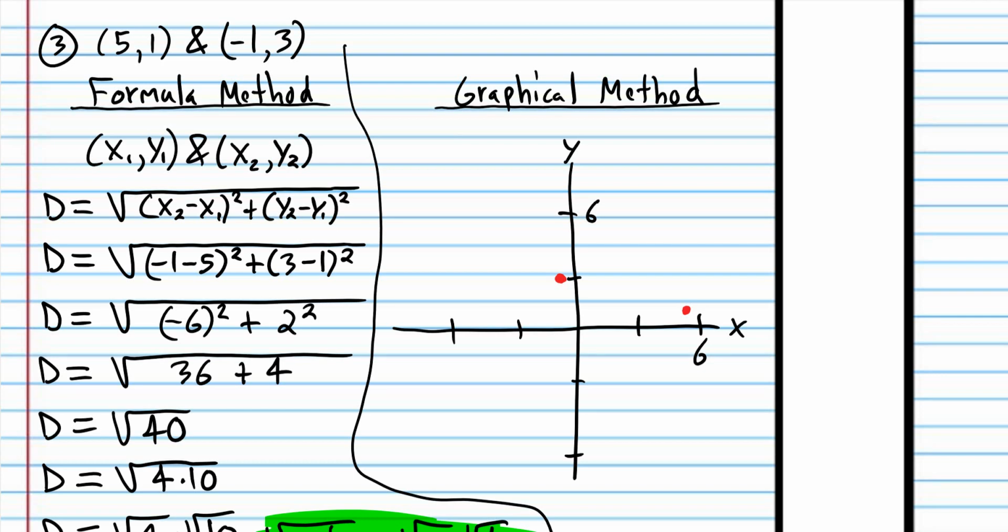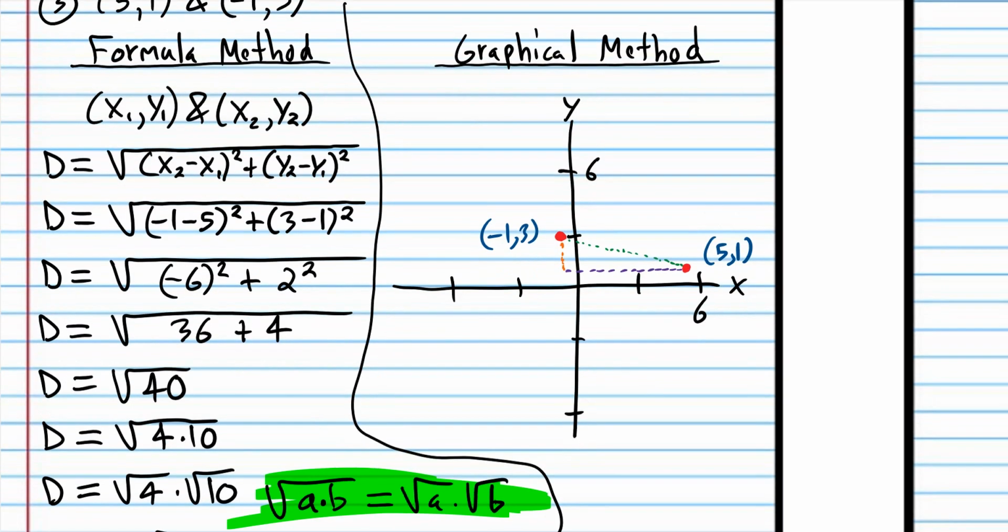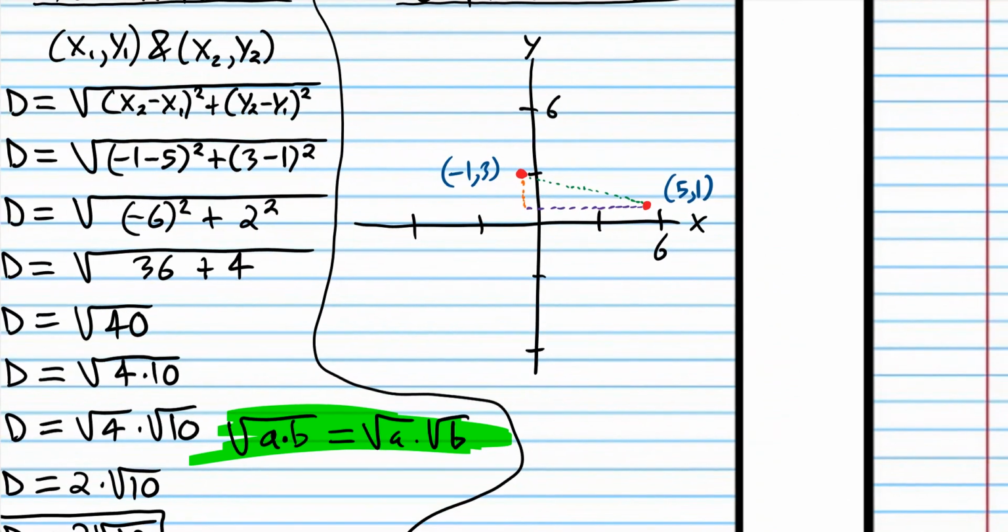Now I'm going to label those 5, 1 and -1, 3. Again, you don't have to label them, it's just for your benefit. I'm going to drop a vertical, and I'm going to draw a horizontal. And then we have the hypotenuse. So we're looking for the hypotenuse, and remember, to find those legs, you just subtract the y values for the vertical. 1 minus 3 is negative 2. Negative 2. But again, you can just change it to positive. We don't really need the negative. You might get a positive 2, you might get a negative 2. Just change it to positive.